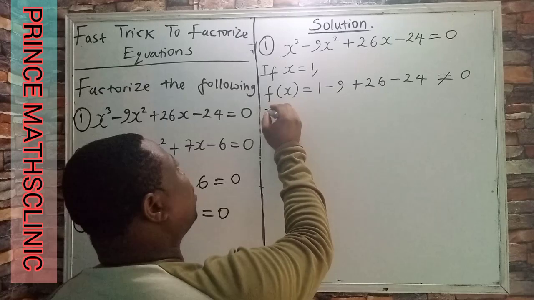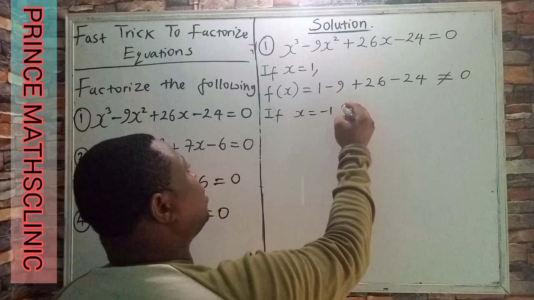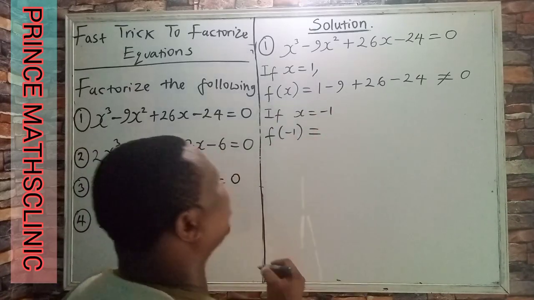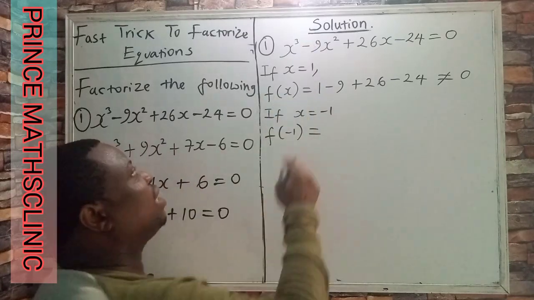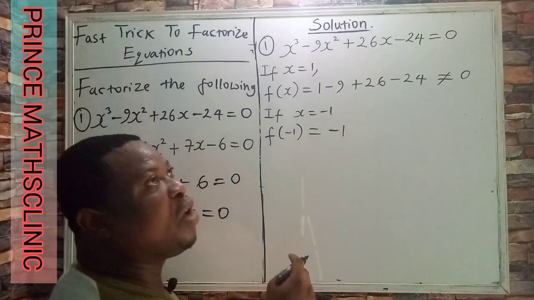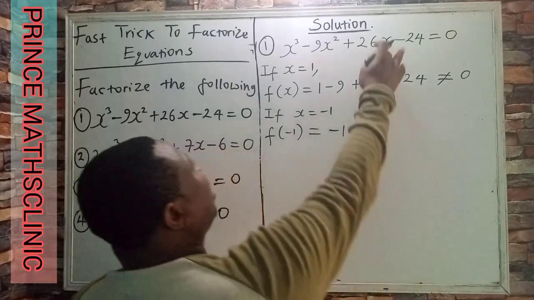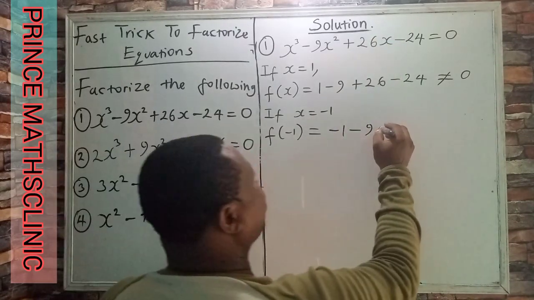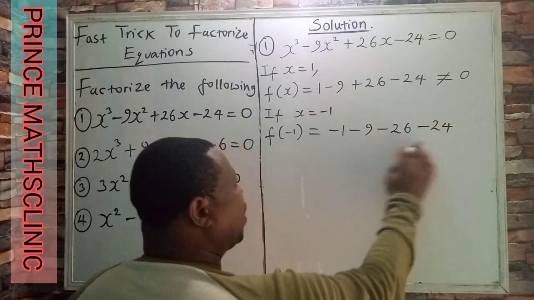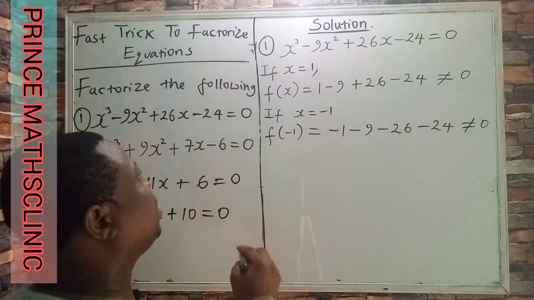Now, let us also try if x is negative 1. So f of minus 1, what will it give us? Let's find out. If you put negative 1 here, you are going to get this as minus 1. Then negative 1 times negative 1 will give us positive 1, times minus 9 will be minus 9. Then negative 1 times 26 will give us minus 26. Then minus 24. Obviously, this again will not give us 0. So let us try 2.